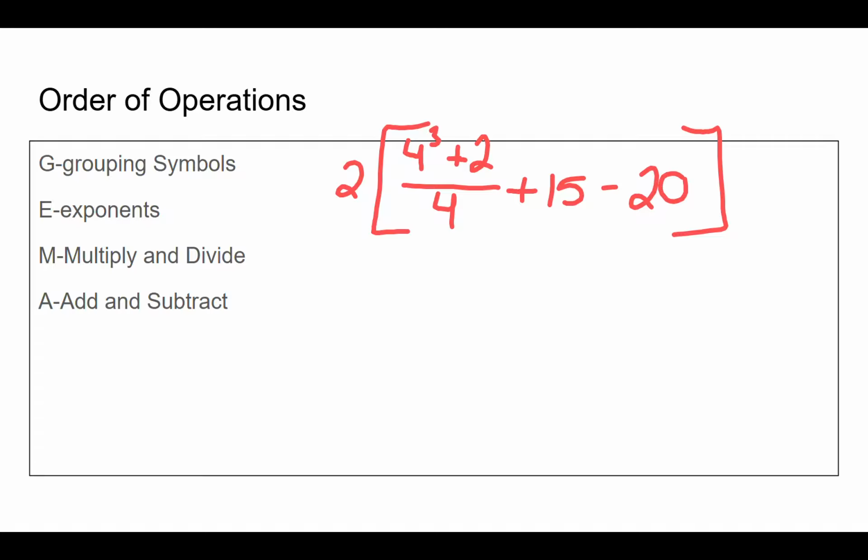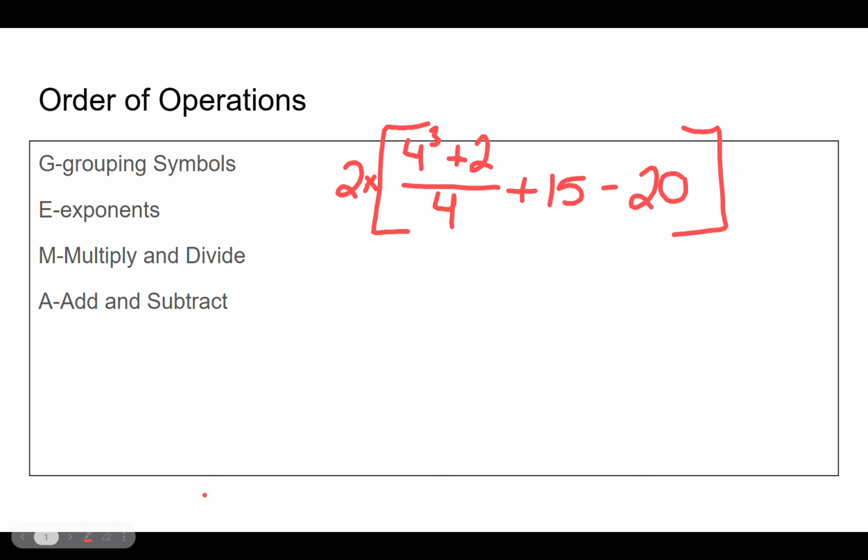Remember, when we have that 2 next to our brackets, at the end we're going to be multiplying, because guess what? We have to solve everything inside of these brackets first before we can multiply that 2, because brackets are part of our grouping symbols.